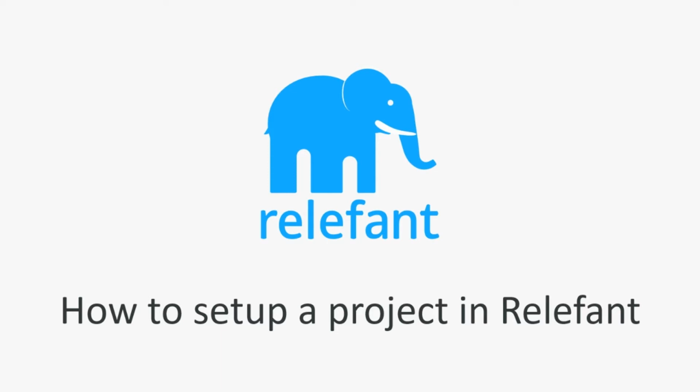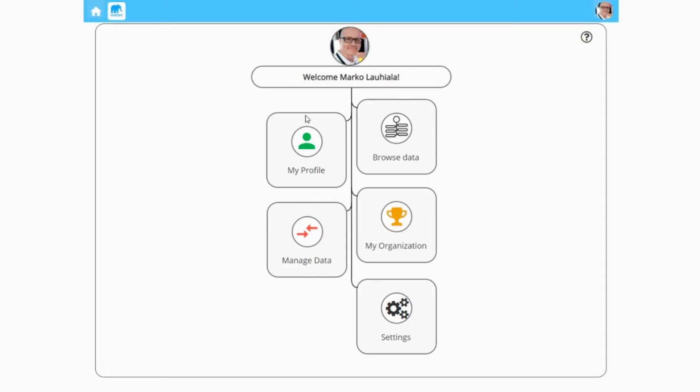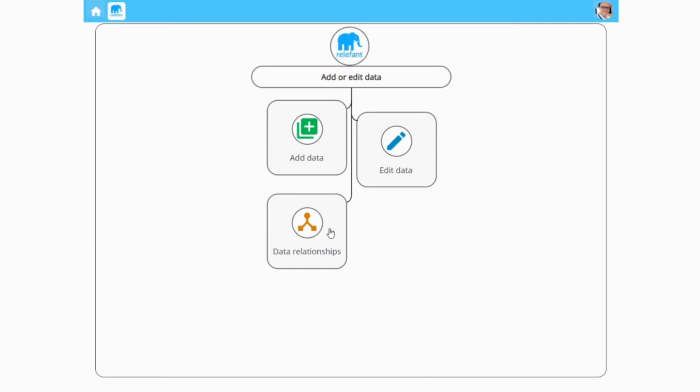Today we will be looking at how to create a project within Relefant. We'll also be looking at how to create an organization, and we will be linking both the organization to the project, actually to multiple projects, and to some employees as well. We begin here in my profile console, and I click on Manage Data. Here we could manage data relationships, but we're going to create a completely new relation, organization to a new project.